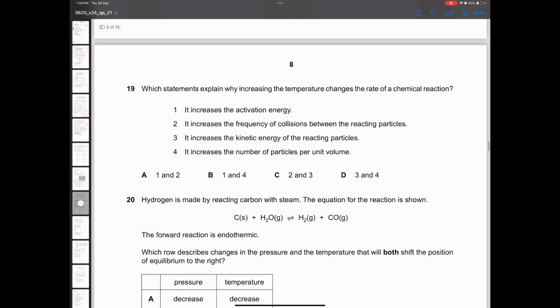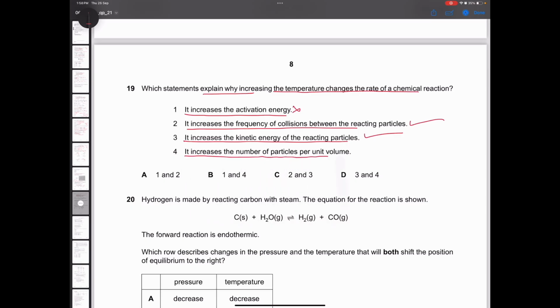Next question. Which statement explains why increasing the temperature changes the rate of reaction? We know that when you increase the temperature, the kinetic energy increases and the frequency of collisions increases. Right? It increases the activation energy? No. It increases the frequency of collisions? Yes. It increases the kinetic energy? Yes. It increases the number of particles per unit volume? No. This happens by concentration, not by temperature. So statement 2 and 3 are correct, means our option C is the correct one.